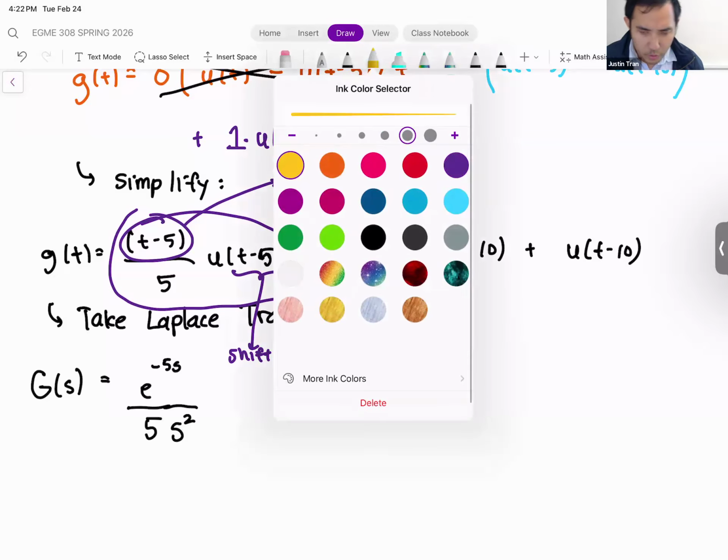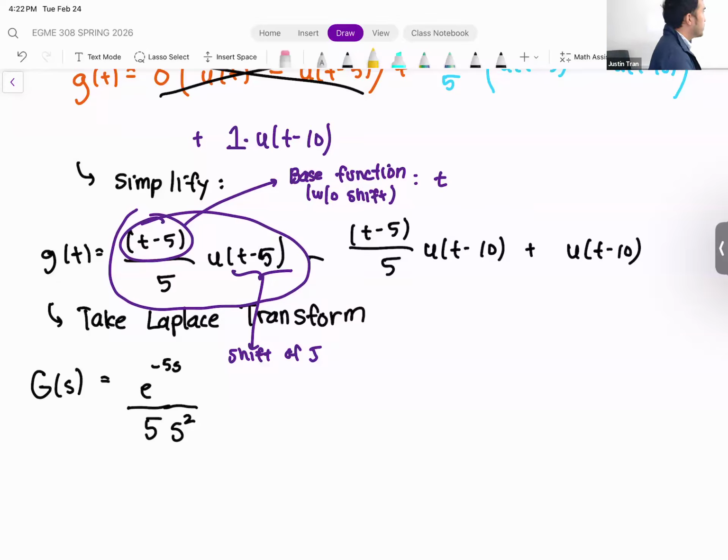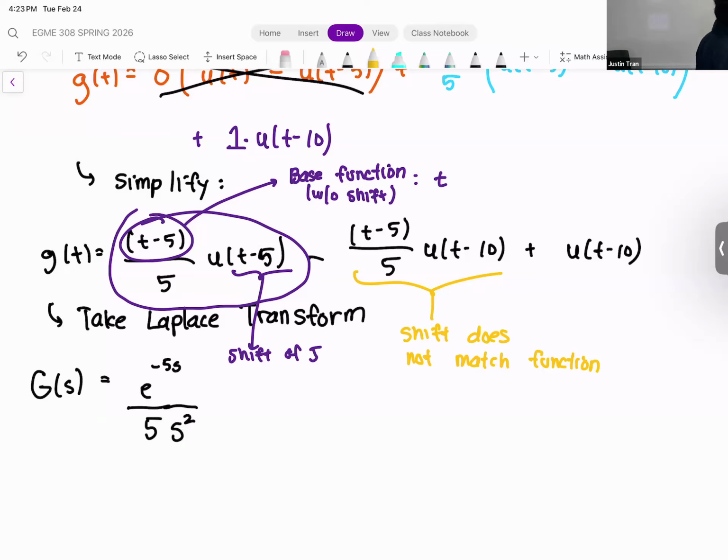This one's very similar. We have basically the same function, t minus 5 divided by 5, and we're going to multiply by a step function, but our step function here has a different shift. So for this term, the shift does not match the function. That u of t minus 10 means that we have a shift of 10, but our function is only shifted by 5. So we only have a t minus 5 there.